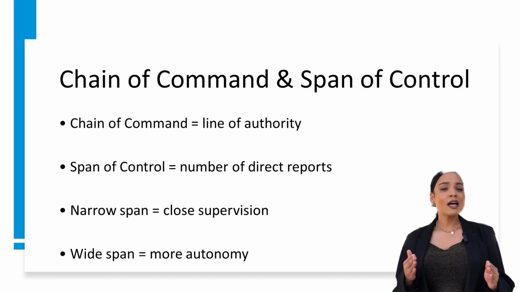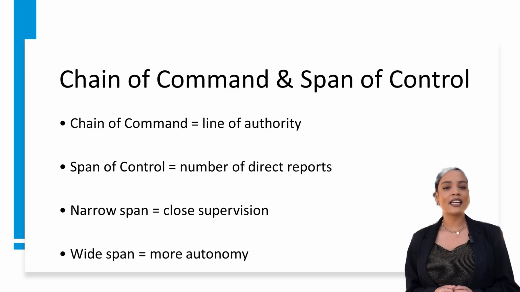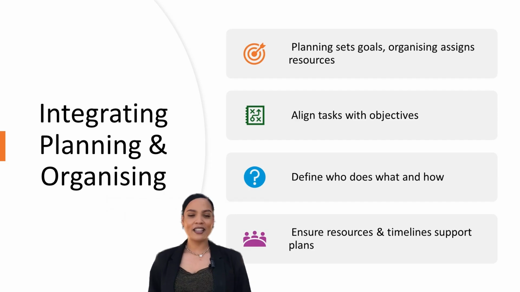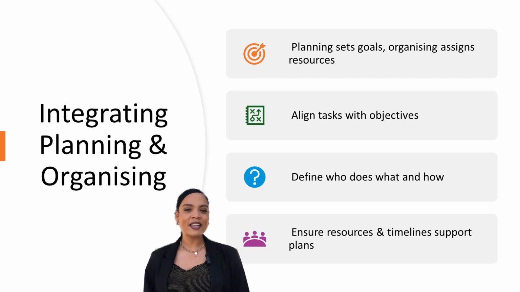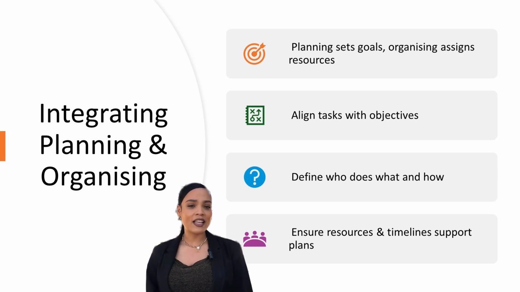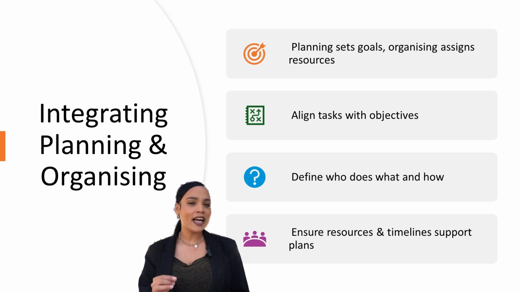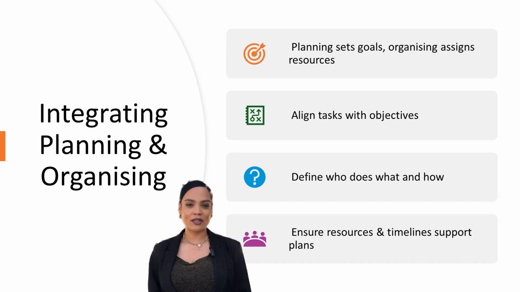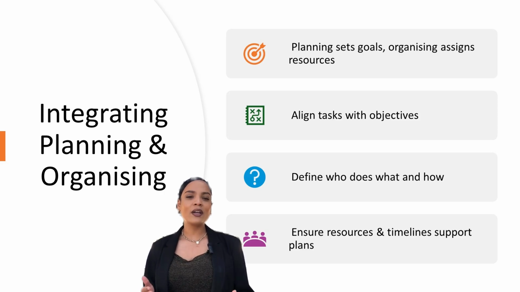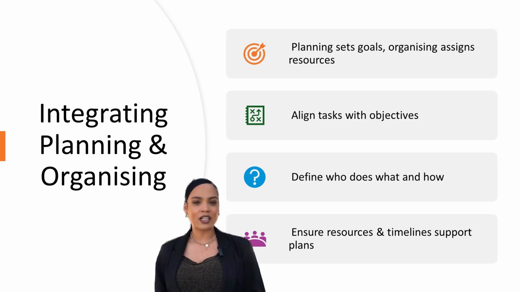Now, let's connect the structure back to planning, because organizing cannot exist without planning. Planning sets the goals. Organizing arranges resources to achieve them. I first determine what needs to be done, planning, and then decide who will do it and how. Example: if our plan requires increasing production by 15%, I reorganize shifts, assign skilled operators to critical stations, and coordinate with logistics for raw materials. Integration ensures that plans are realistic, resources are allocated correctly, and everyone knows their part in achieving targets.